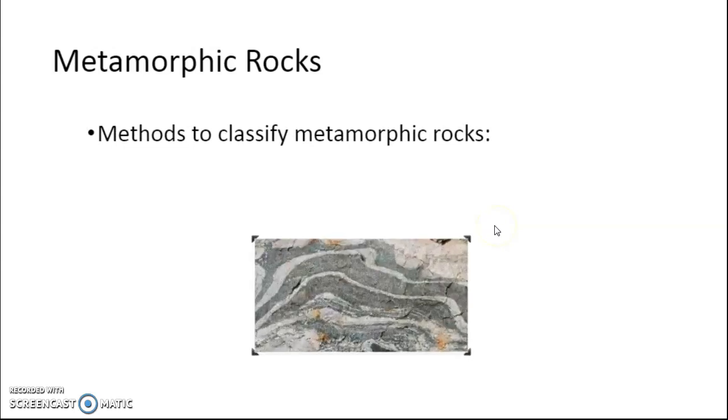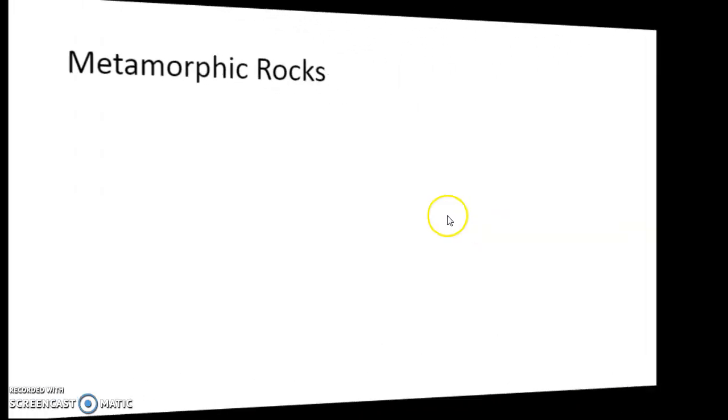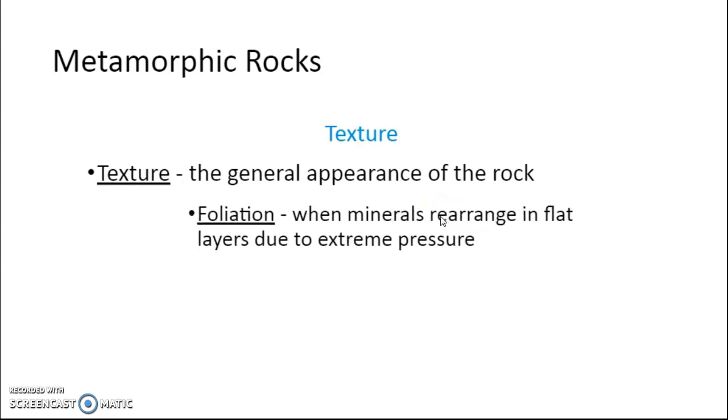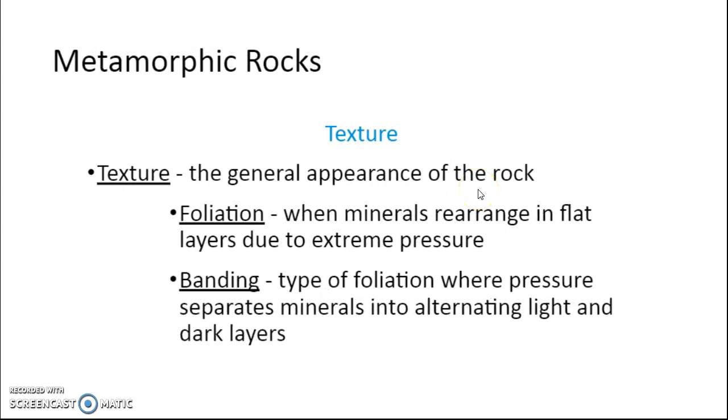Okay, so how do we classify metamorphic rock? We'll start out the same way that we classify igneous and sedimentary rock, by texture, so the general appearance of the rock. Things that you'll see in a metamorphic rock is foliation, so those minerals rearrange in flat layers because of extreme pressure. We also will see a type of foliation called banding, where that pressure separates those minerals, so you'll see a light layer, a dark layer, a light layer, a dark layer, and so on.